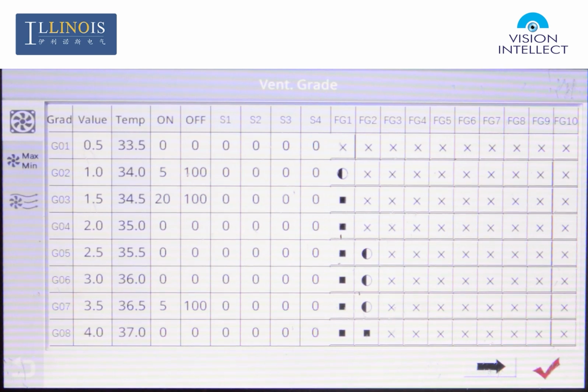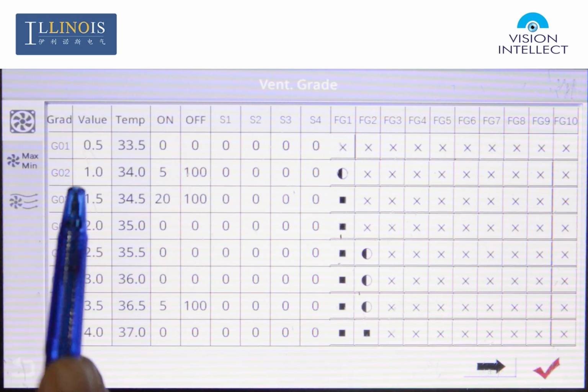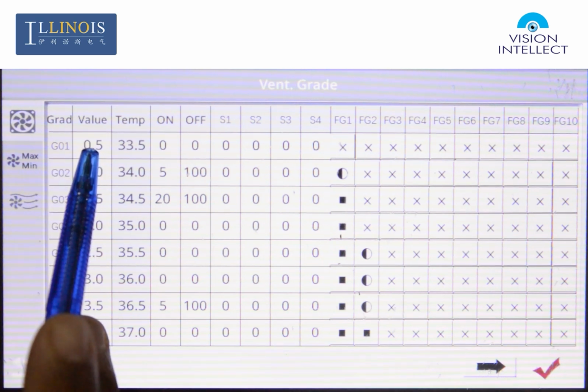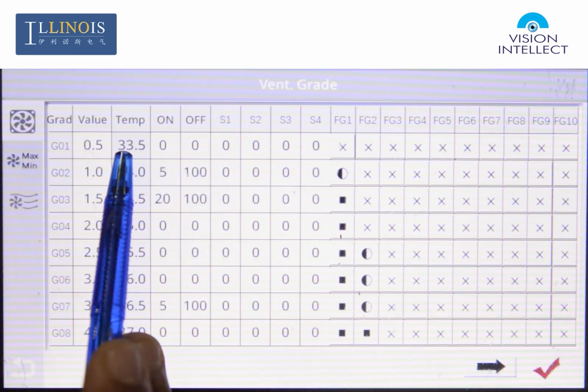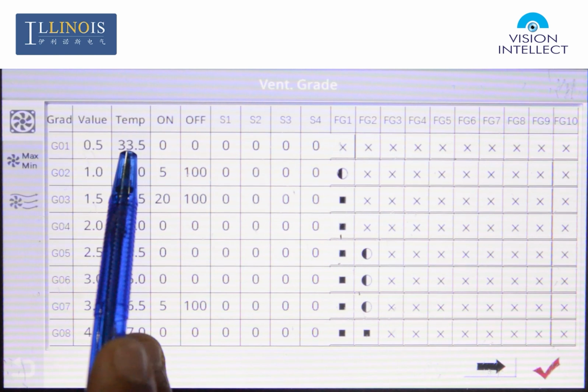The first column indicates the number of grade. Second column indicates the temperature difference with respect to the target temperature. Here you can see an increment of 0.5 degrees in every grade. The next column indicates the starting temperature of each grade. For example, the first vent grade will activate at 33.5 degrees.